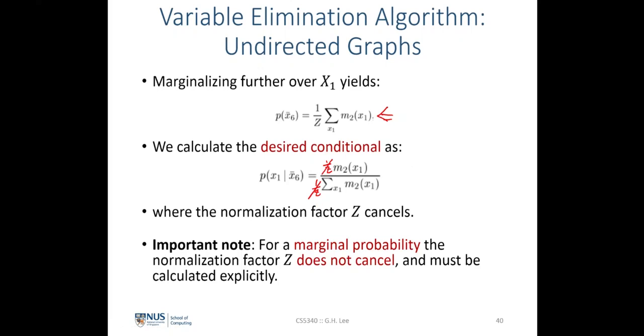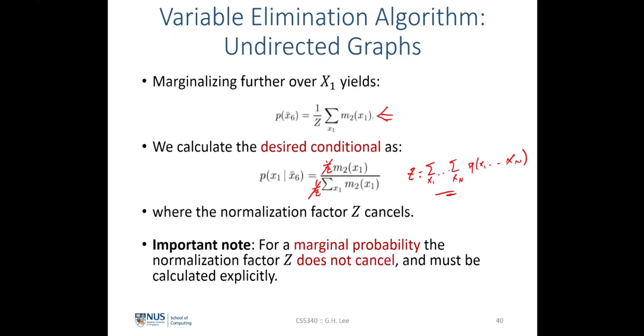And this saves us a lot of computational time, because the computation of the partition function essentially means that we need to marginalize over all the random variables that are contained in the joint probability distribution. And this is going to be an expensive operation.